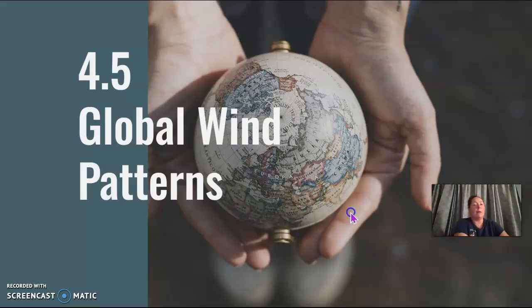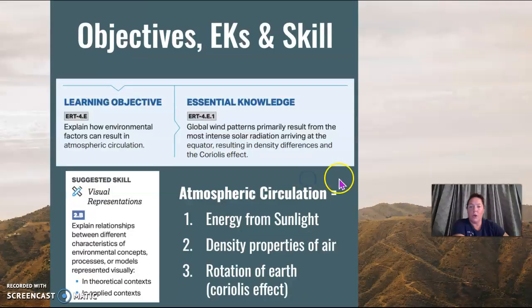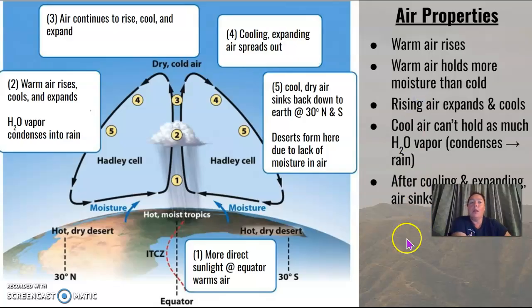So next we're going to talk about global wind patterns. The global wind patterns occur for several different reasons. They happen from solar radiation and the difference in density, and that causes what we call the Coriolis effect. So the atmospheric circulation that we see comes from energy from the sunlight, the density properties of air, and the rotation of Earth. And that's the activity that we're doing in class right now.